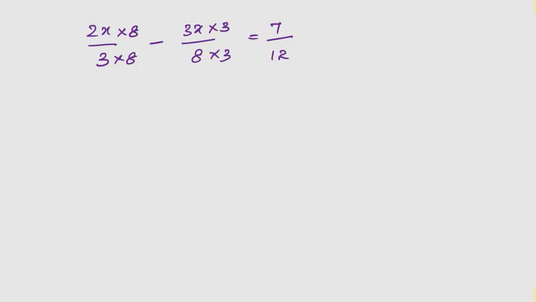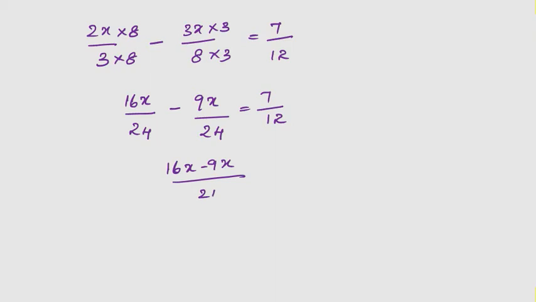So 8 multiplied by 2x, we get 16x divided by 24 minus 9x divided by 24 is equal to 7 divided by 12. We'll solve the numerator part, that is 16x minus 9x divided by 24 is equal to 7 divided by 12. We solve the numerator part, 16x minus 9x. So we get 7x by 24 is equal to 7 divided by 12.